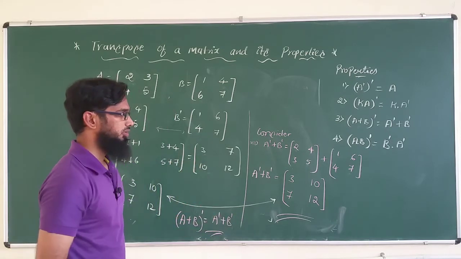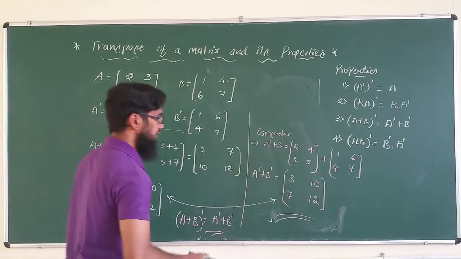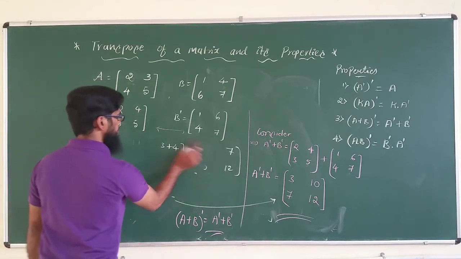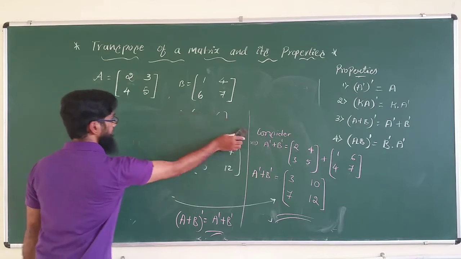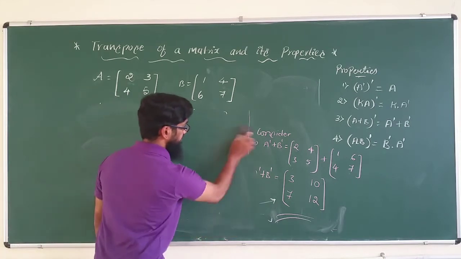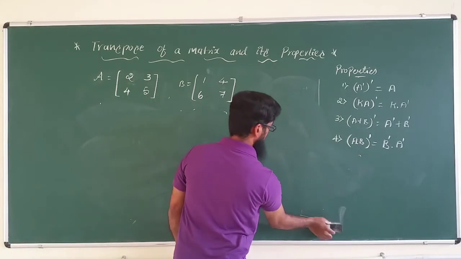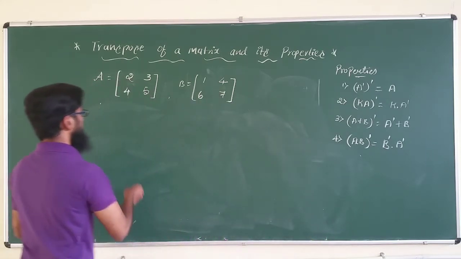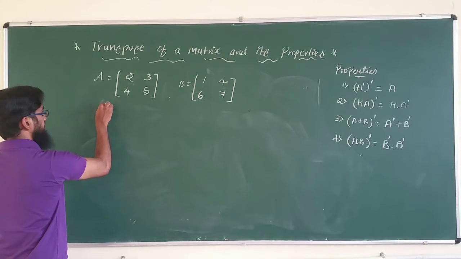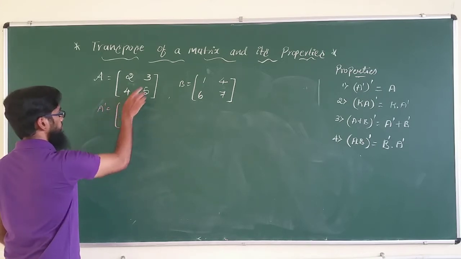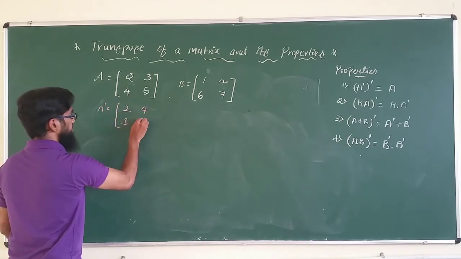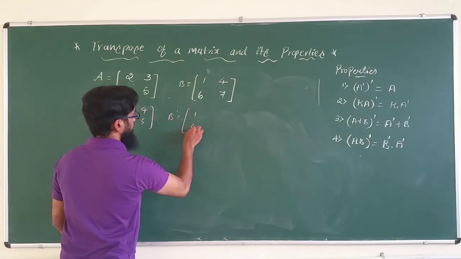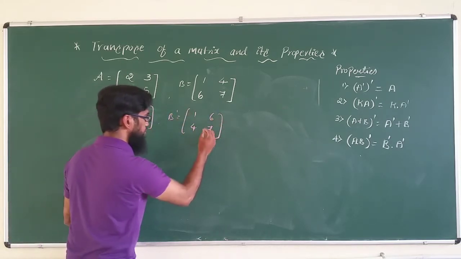Okay, now let us move on to the very important fourth property: (AB) whole transpose is equal to B transpose into A transpose. I'll consider the same matrices over here. A transpose is 2, 4, 3, 5, the first row as the first column, and the second row as the second column. B transpose is 1, 4, 6, 7, changing rows to columns.